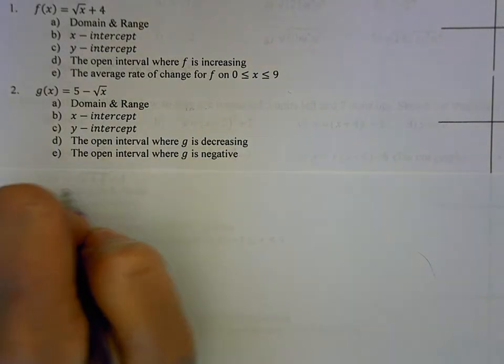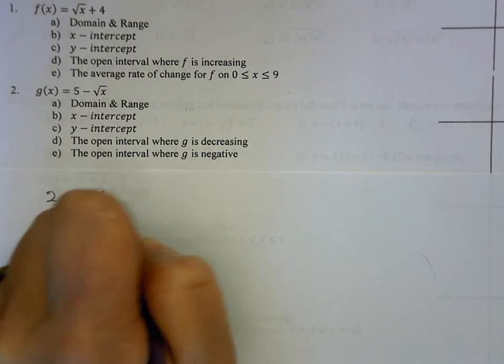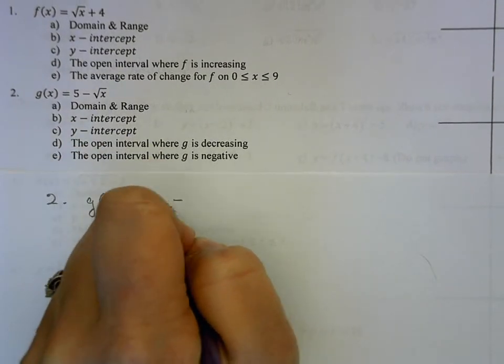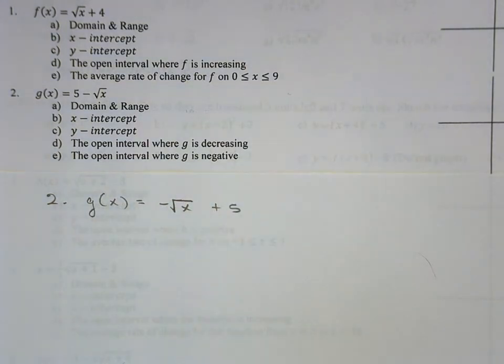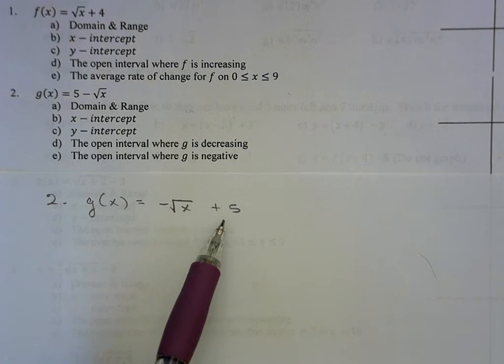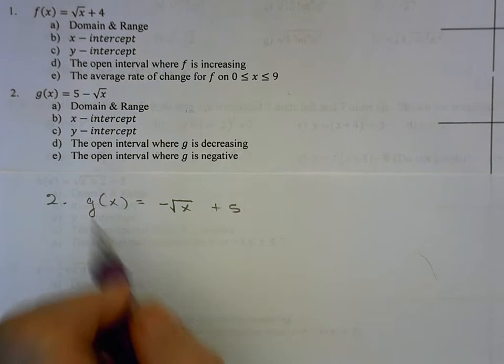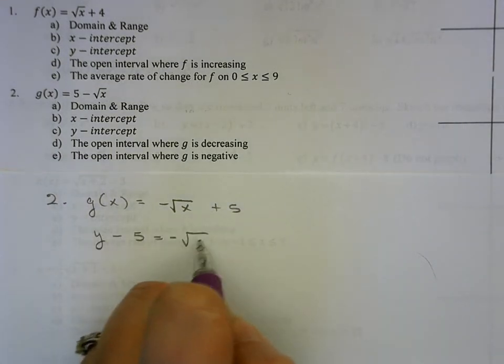For question number 2, I'm going to rewrite g of x because I want to have my radical first. So that would be -√x and then plus 5, right? So when I look at that, I can see that the plus 5 is not associated with the x, so therefore it's associated with the y. So I'm going to subtract it over.